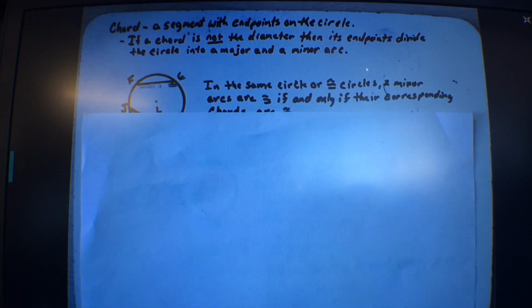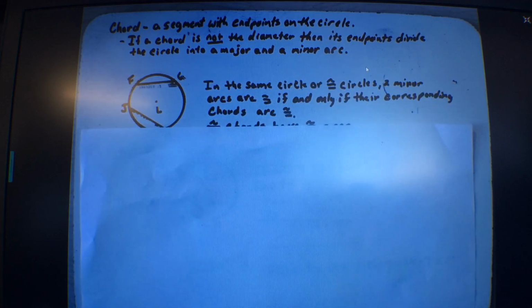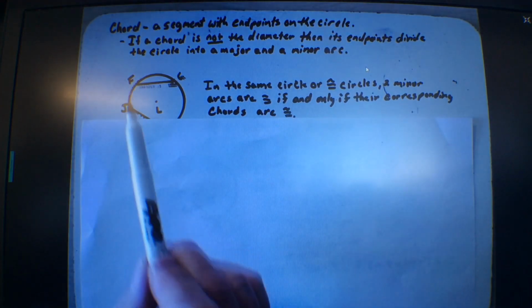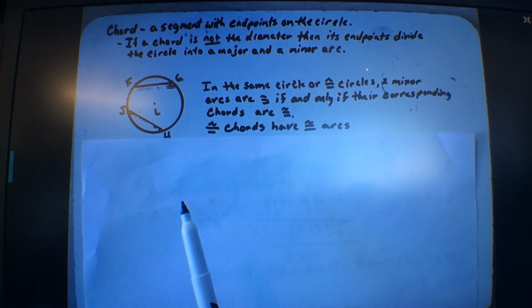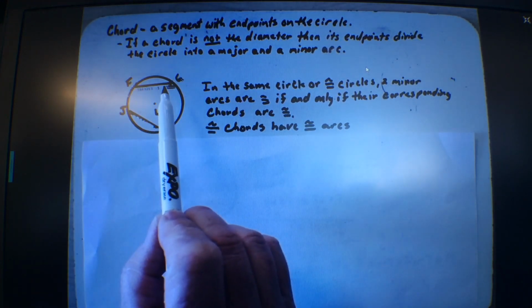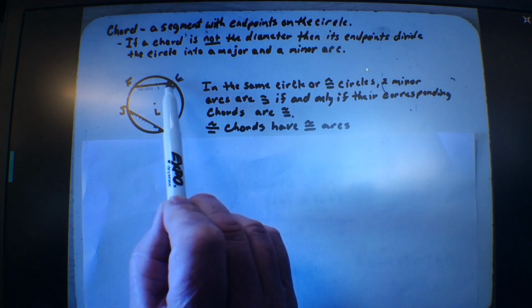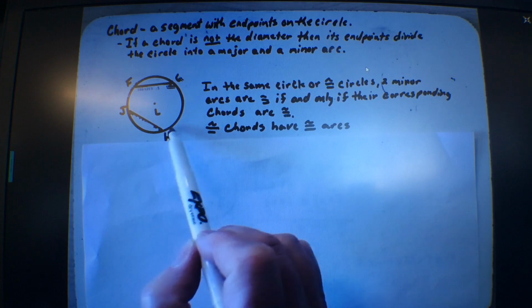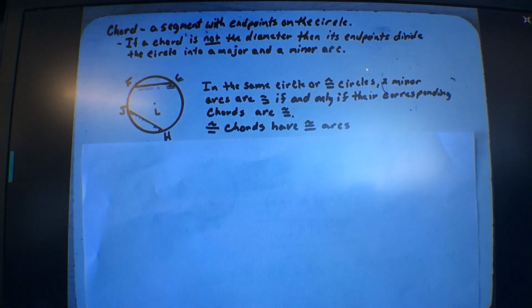If a chord is not the diameter, then its endpoints divide the circle into a major and a minor arc. You can see here, if I pull this away some, that these two chords, FG and JH, are not a diameter. And so they separate it. Here's the minor arc, and then this is a major arc. And they do the same here. Here's a minor arc, and then here's the major arc. Remember, a minor arc is named with 2 letters, and a major arc is named with 3 letters.